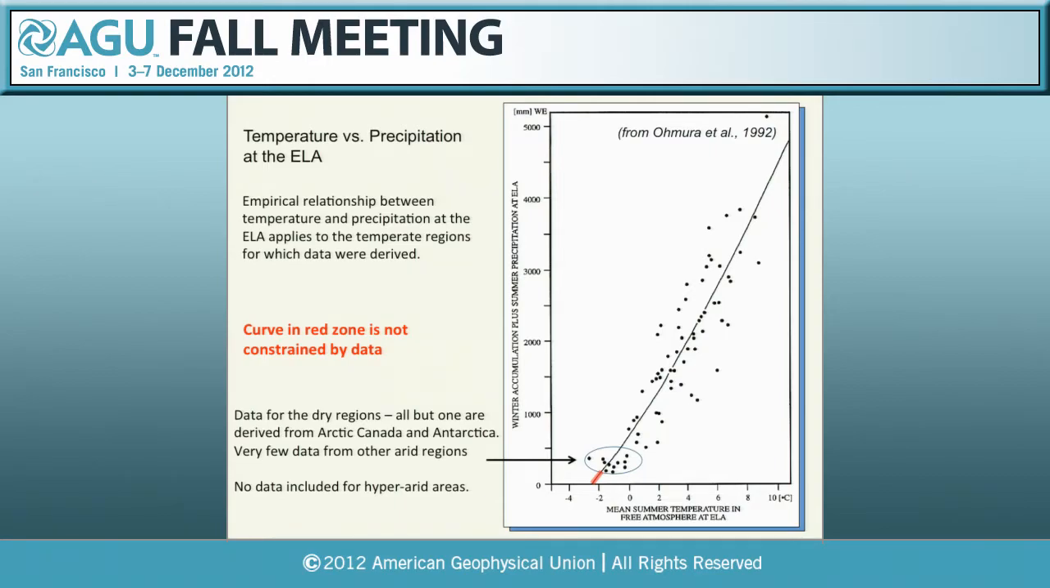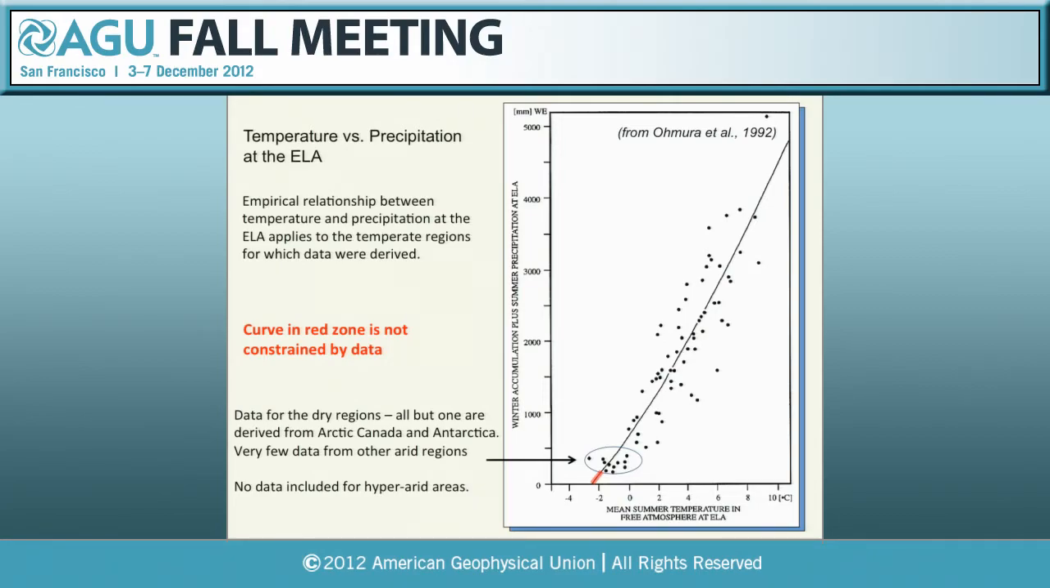This plot shows on the x-axis mean summer temperature, and on the y-axis winter accumulation, annual precipitation rates. And this empirical curve was compiled using data from 70 or so glaciers around the world. This curve tries to connect the relationship between the summer temperature and annual precipitation.